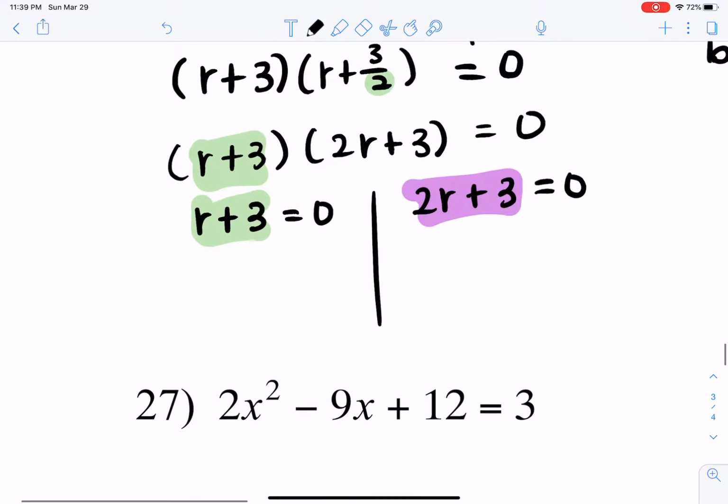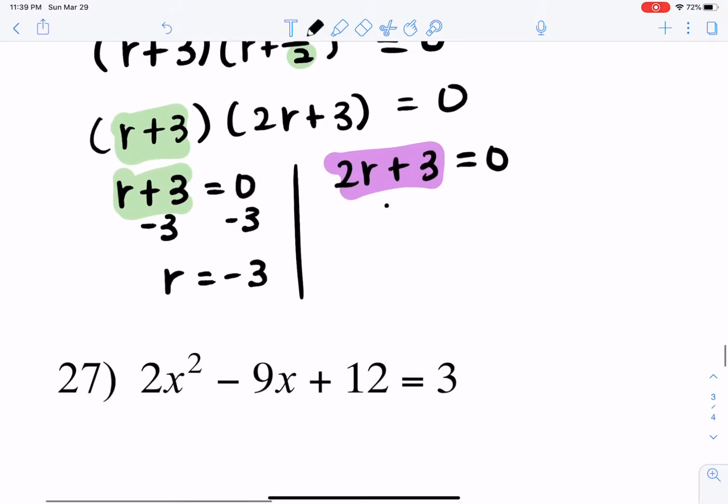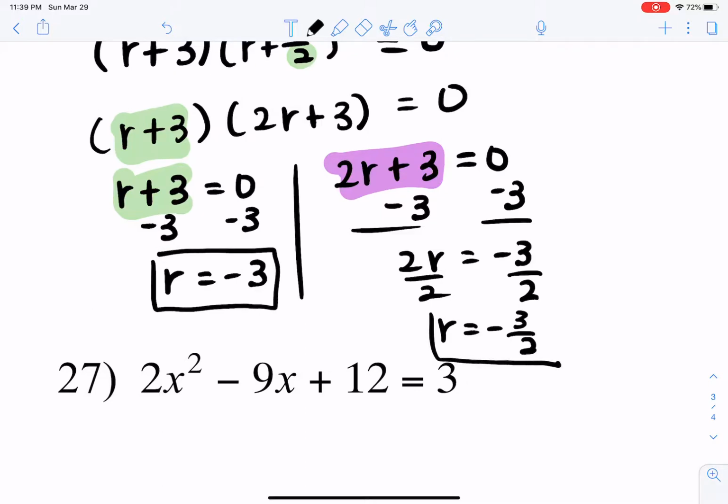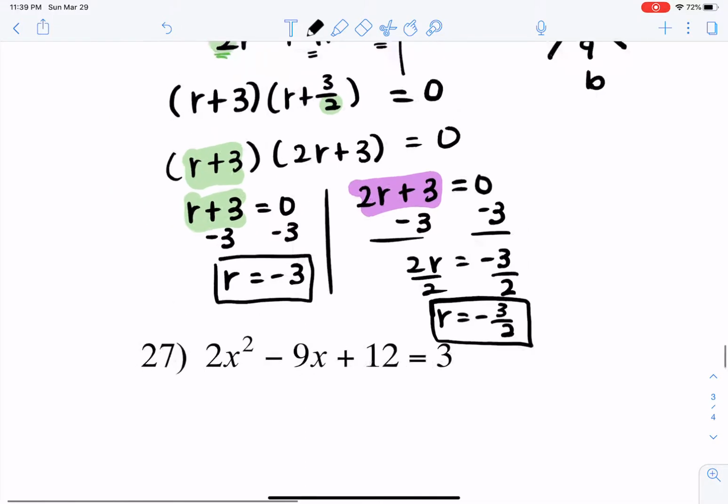Now if you solve for r, you subtract 3, and r equals -3. Here, if you subtract 3 and isolate the r, you'll get r equals -3/2. So my two answers are r equals -3 and r equals -3/2.